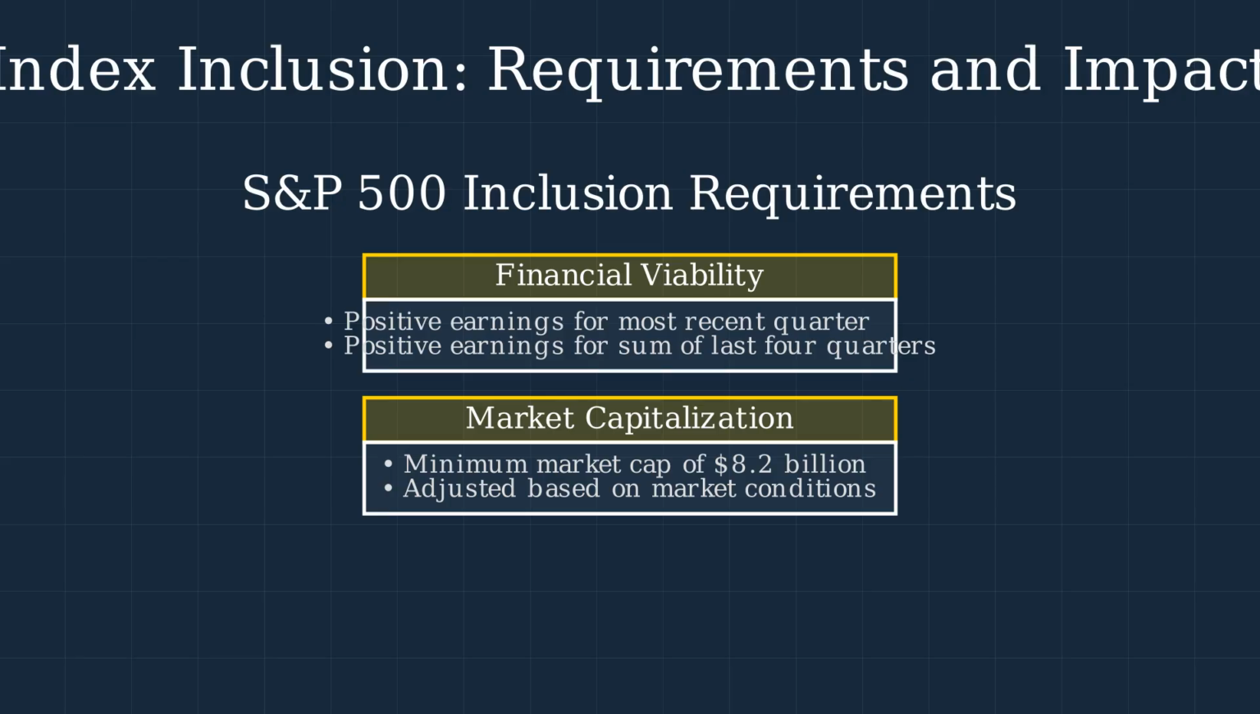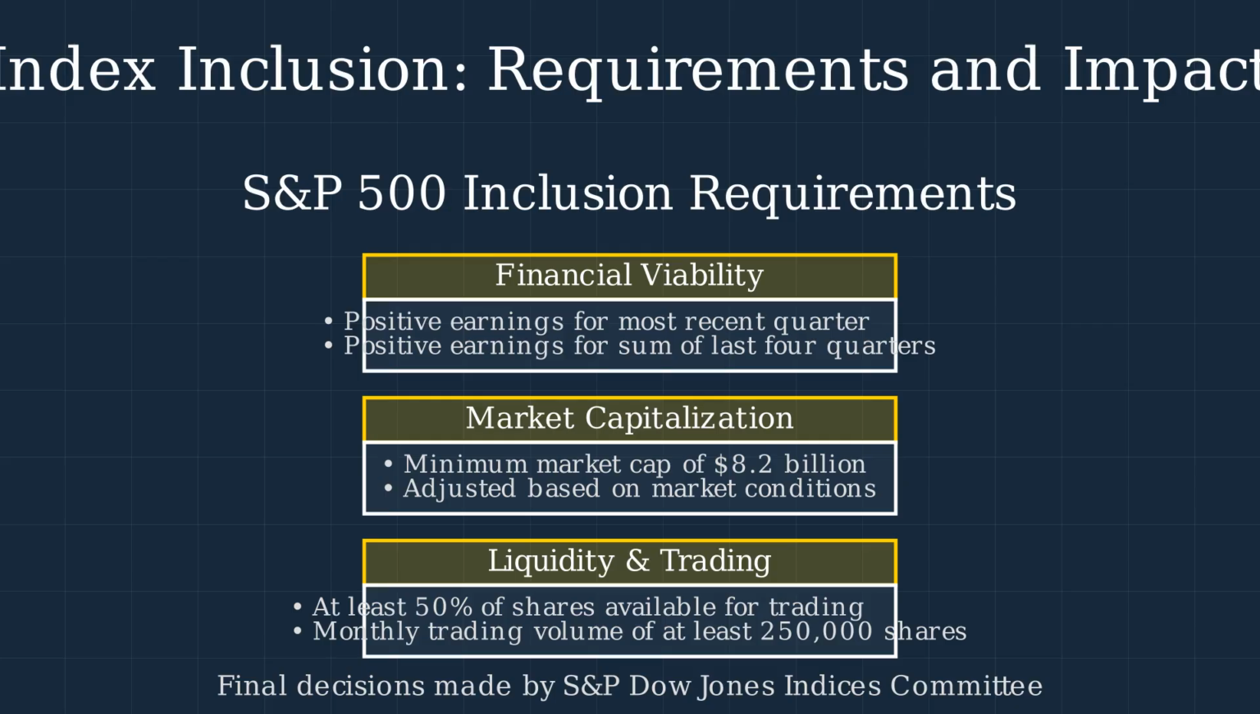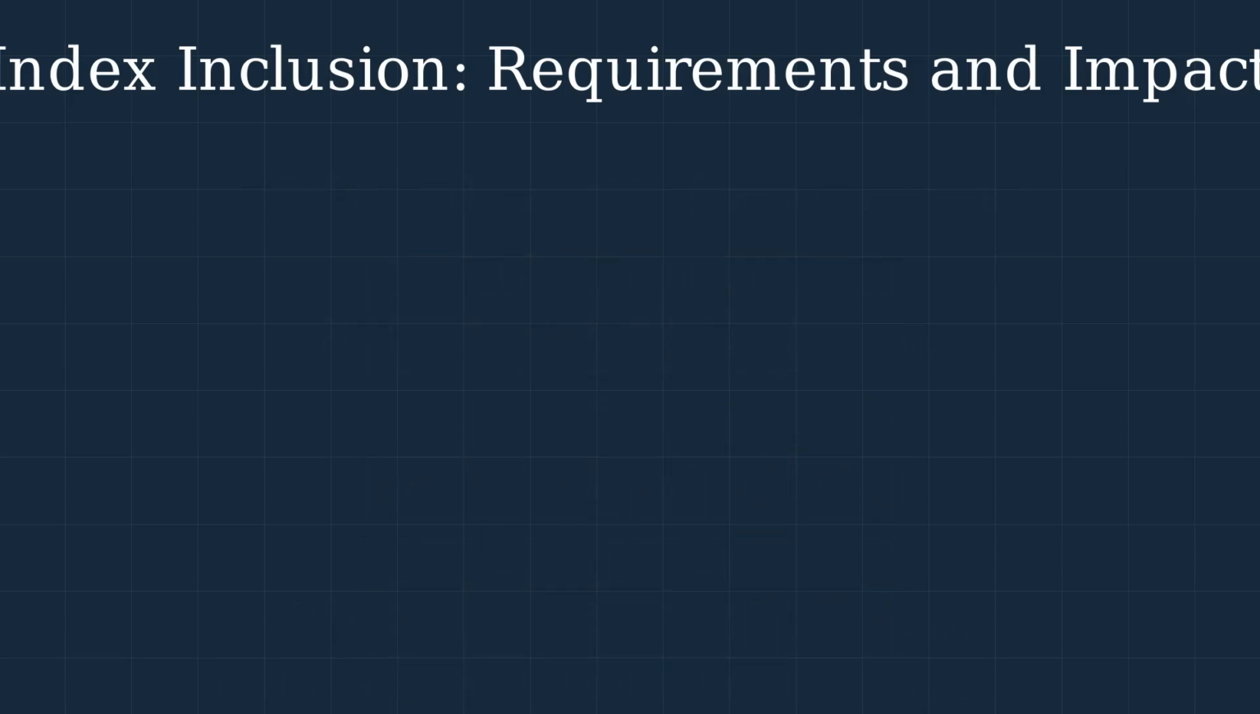Liquidity is also critical. At least 50% of shares must be available for public trading, with monthly trading volume of at least 250,000 shares. Even when all criteria are met, final decisions are made by the S&P Dow Jones Indices Committee, which considers additional factors. Now let's look at the Dow Jones Industrial Average, which has a more subjective selection process.